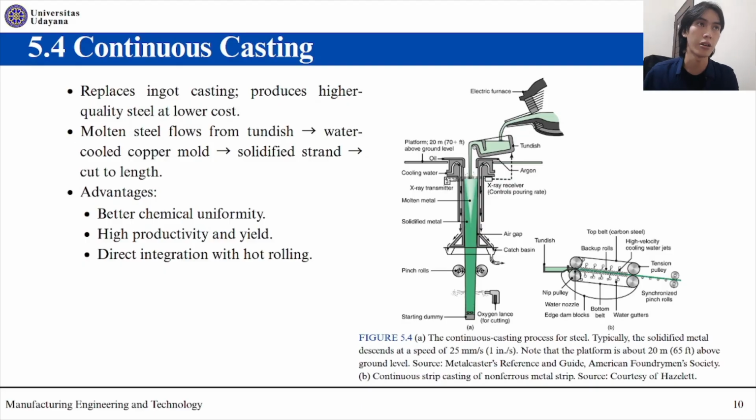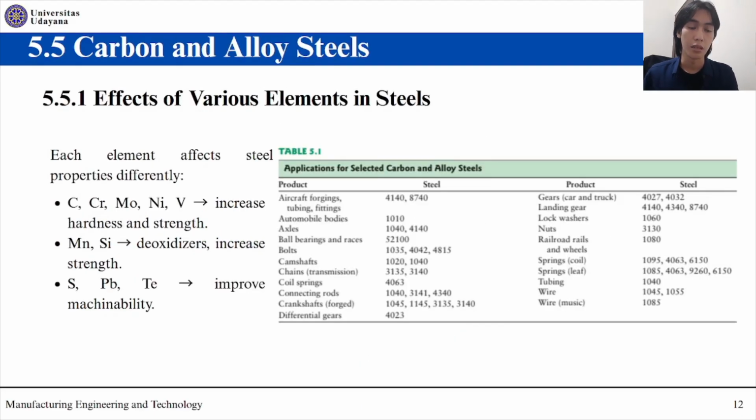Okay, next is carbon and alloy steel. Alloying elements affect steel properties differently. Carbon, chromium, molybdenum, nickel, and vanadium increase hardness and strength. Manganese and silicon act as deoxidizers and strengthen the steel. Sulfur, lead, and tellurium improve machinability.